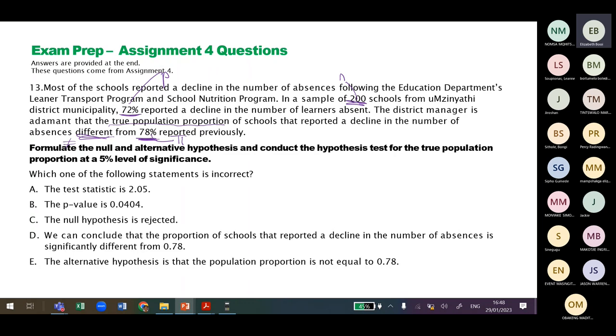So let's start there. The first step of hypothesis testing: your null hypothesis and your alternative hypothesis. The null hypothesis: the population proportion is equal to 0.78. The alternative hypothesis: the population proportion is not equal to 0.78, because that's what they told us from that set.